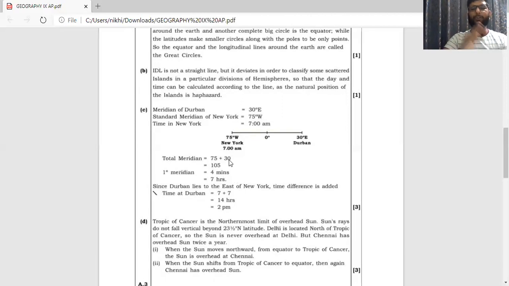Since Durban lies to the east of New York, the time difference has to be added, because if I have to go towards Durban, obviously I have to go ahead in time. So that is how 7 plus 7 gives me 14 hours, because it is 7 a.m. plus another 7 hours more. That will give me 14 hours, which is nothing but 1400 hours, which is your 2 p.m. So that is what your answer is all about.